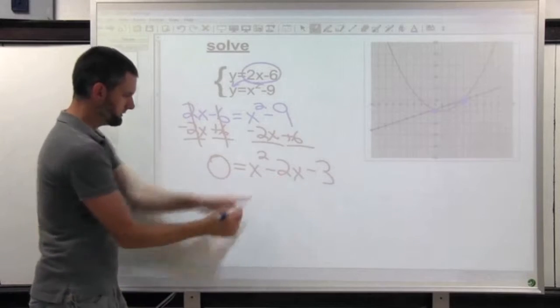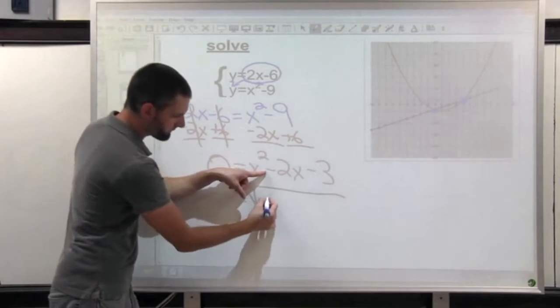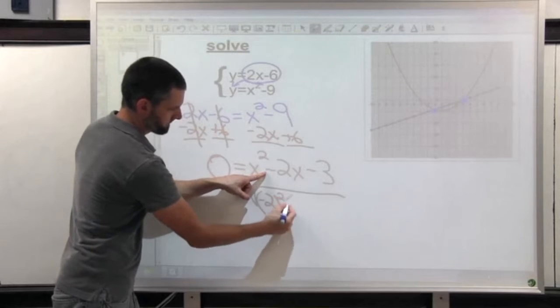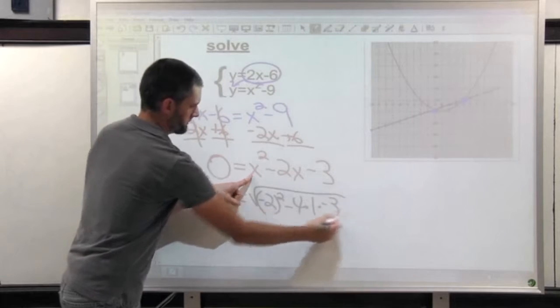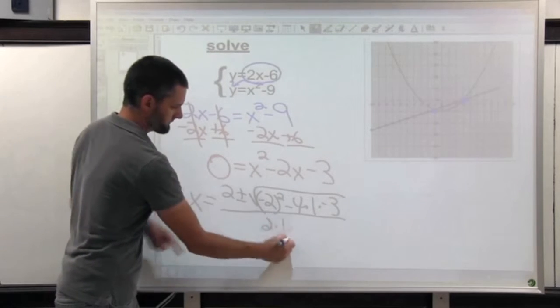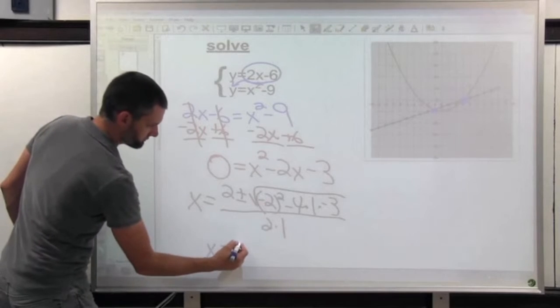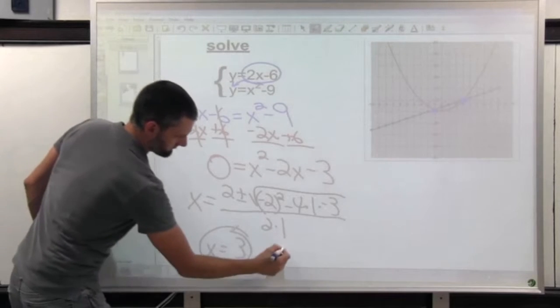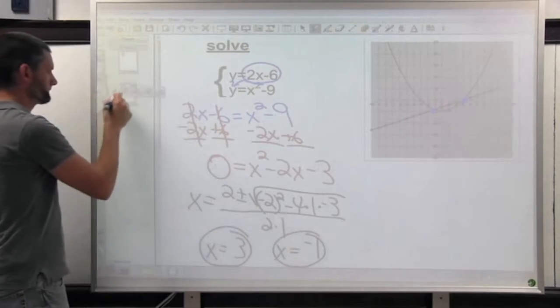The negative of b plus or minus the square root of the b number squared minus 4 times the a times the c, over 2 times the a number. And if you try to solve that, which you should, you'll get x equals 3 and x equals -1.